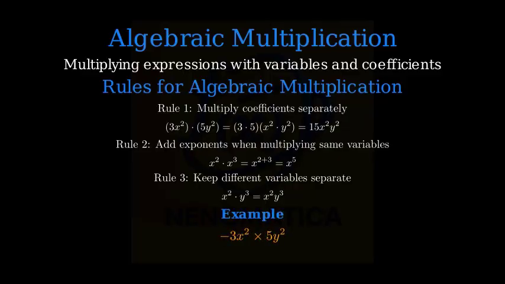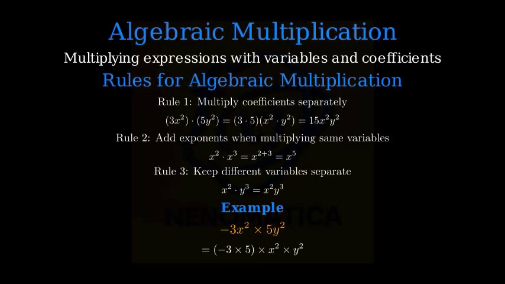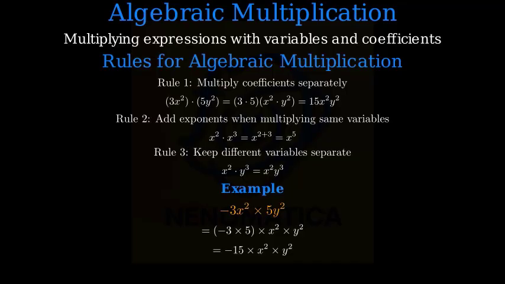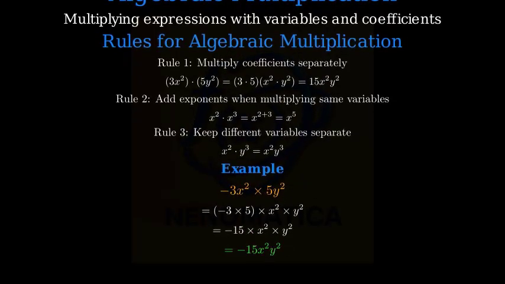We need to simplify negative 3x squared times 5y squared. First, let's identify the coefficients and the variables with their exponents. The coefficients are negative 3 and 5. The variables are x squared and y squared. Now, we multiply the coefficients. Negative 3 times 5 equals negative 15. For the variables, we keep them separate since they are different variables and maintain their respective exponents. So our final simplified answer is negative 15x squared, y squared.